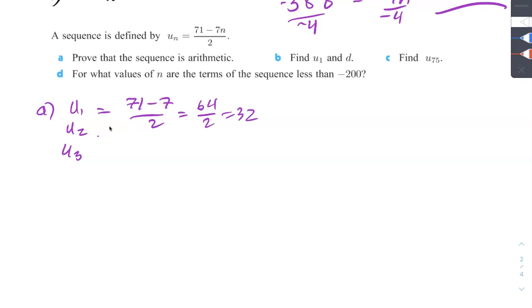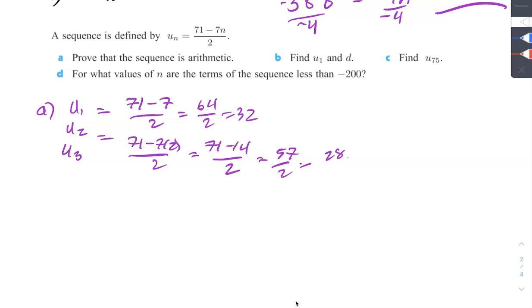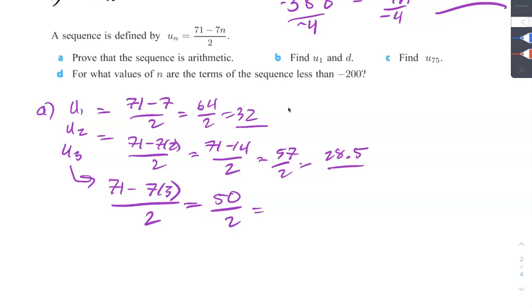So that's our u1. Our u2, so 71 minus 7 times 2 over 2. So 71 minus 14 over 2. So that's going to be 57 over 2, which equals 28.5. So that's my second term. Now the reason I'm going to do a third term is because I'm not sure. It looks like I'm adding or subtracting 4.5, but it could very well be some ugly fraction. So we have to find the third term. So 71 minus 7 times 3 over 2, to see if it does the same thing for all 3. So that's going to be 50 over 2, so 25. So it looks like it goes down 3.5, minus 3.5. So it looks like the common difference here is negative 3.5.